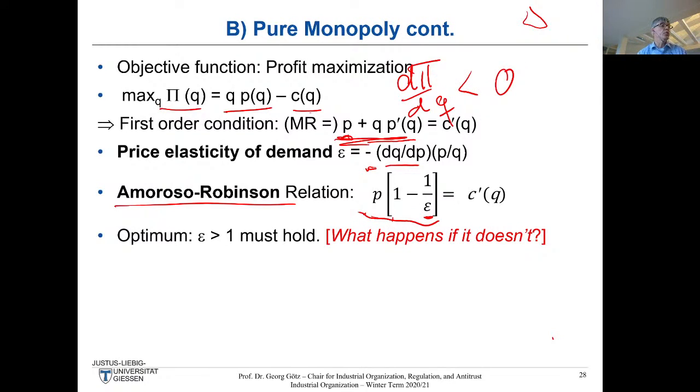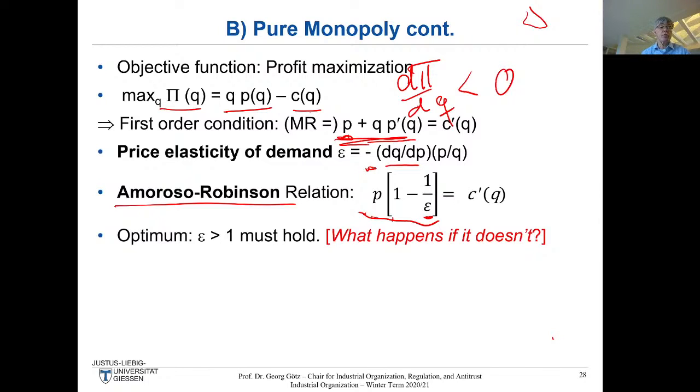What does this tell you? If you increase the quantity, your profit goes down. So how do you increase your profit? You reduce quantity. Actually, you would reduce quantity as much as possible, in the end selling only 1 unit at a very high price. Okay, that's what would be optimal.